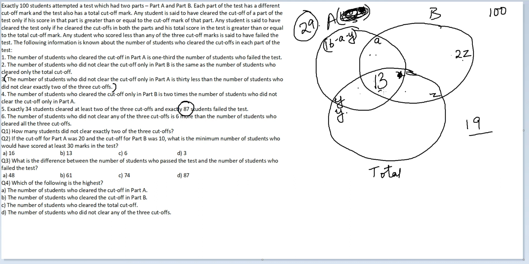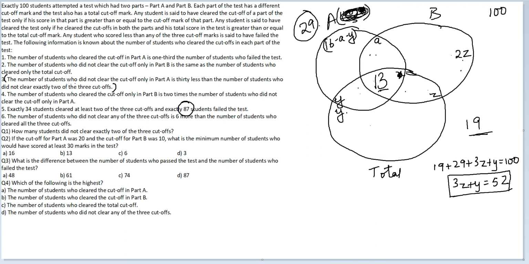First thing I know is there are 13 people here. Why do I care about 13? There are 29 people in set A. There are 19 people here, and there is 3Z plus Y left. So 19 plus 29 plus 3Z plus Y is equal to 100, or you can infer 3Z plus Y is equal to 52. You've got one equation in Z and Y.